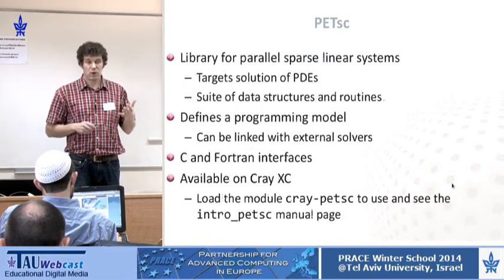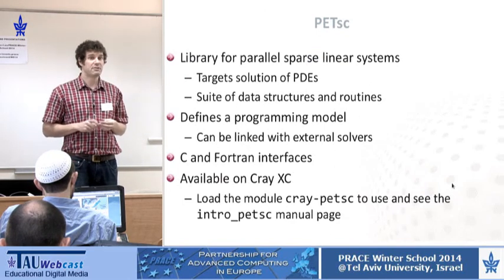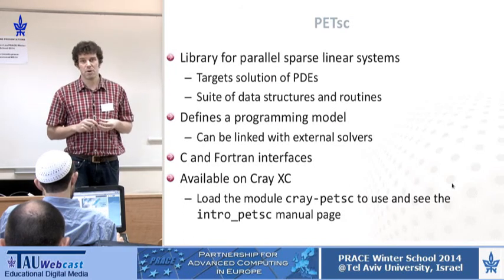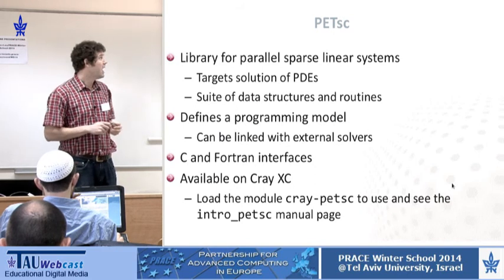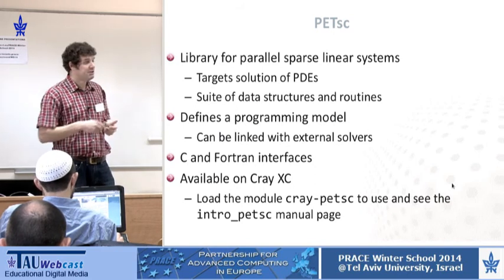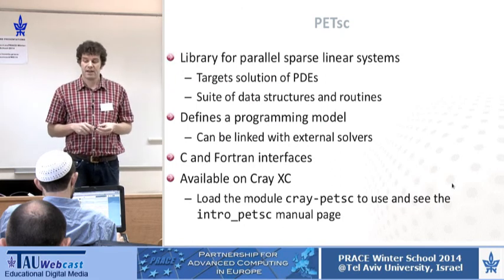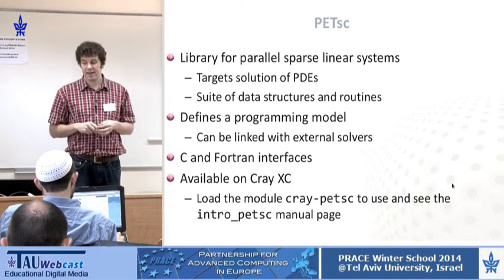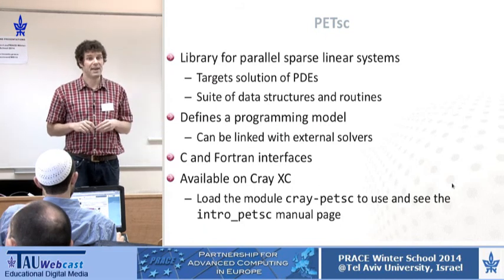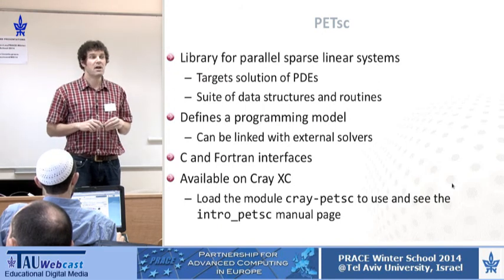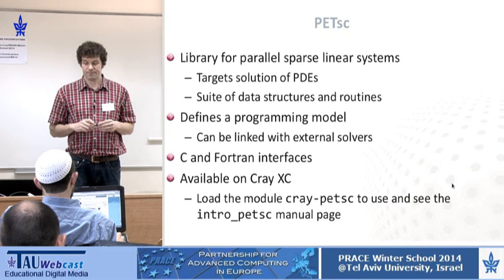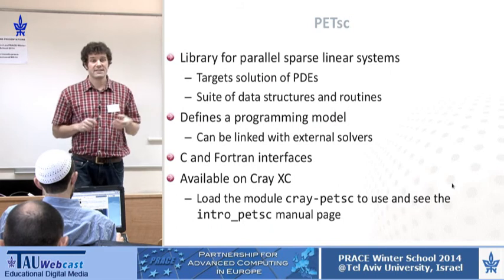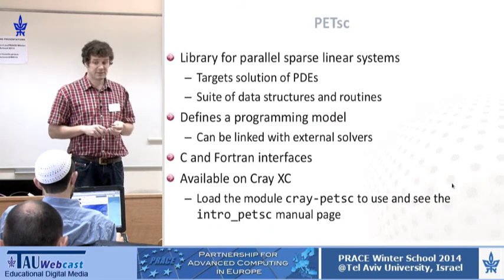Betsy is one such example. Especially with Betsy, you can really specify on the command line what solvers you want to use. Of course, in your program code, you can make some defaults. And it's mainly targeted for partial differential equations. It contains data structures for sparse matrices and routines for solving them. And it really defines, in a way, a programming model of its own. It has official C and Fortran interfaces, and it's really designed for large-scale parallelism.